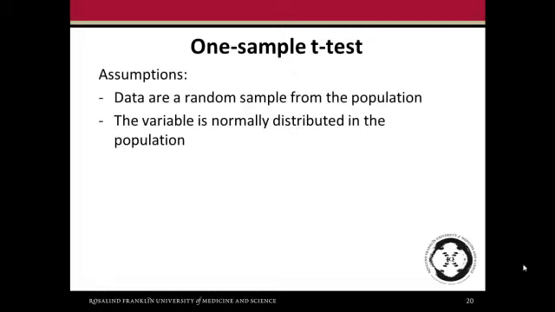The assumptions for a one-sample t-test are that the data are a random sample from the population and that the variable is normally distributed in the population. You can often test this by looking at histograms, and there are also some more sophisticated techniques for looking at normality.